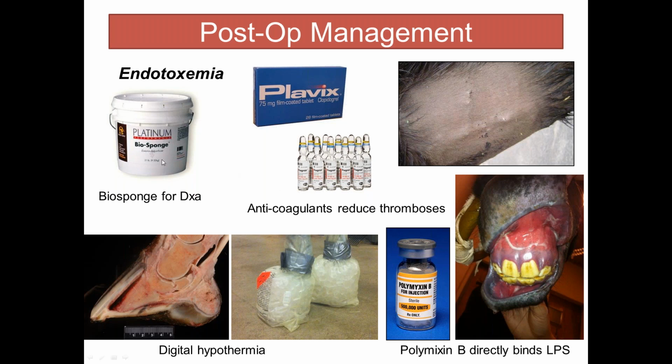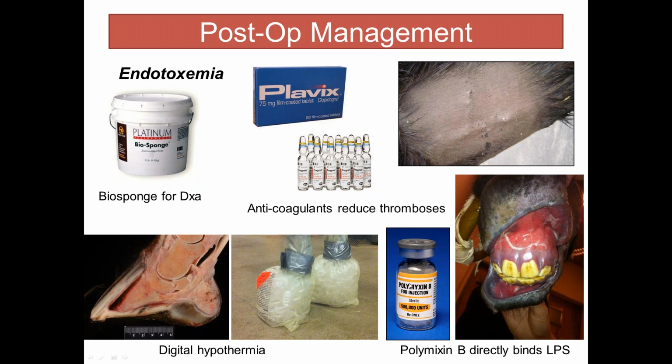And that is from putting biosponge. If you've heard of that, we put it directly in the colon at surgery to basically absorb the toxin within the lumen. We get these horses in ice immediately. I was involved in one of the studies that looked at ice or cryo or digital hypothermia to prevent laminitis with colitis cases. Horses that get ice continuously are 10 times less likely to founder than if you don't have them in ice. Polymyxin B, a really useful drug.